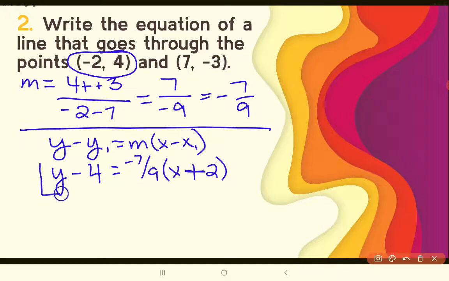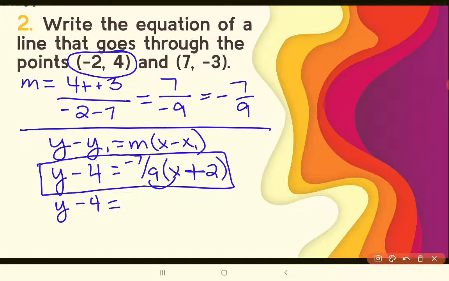So here's the thing. If they tell me write it in point-slope form, I'm done right there. That's point-slope. But if they say I want you to go ahead and get y by itself, then I get y by itself. So I would distribute. That's negative 7/9. And I would say negative 7/9 times x is negative 7/9 x. And negative 7/9 times 2, and you can type that in your calculator, gives you negative 14/9. You've got one more step. Y is not by itself yet. You've got to cancel out the negative 4.